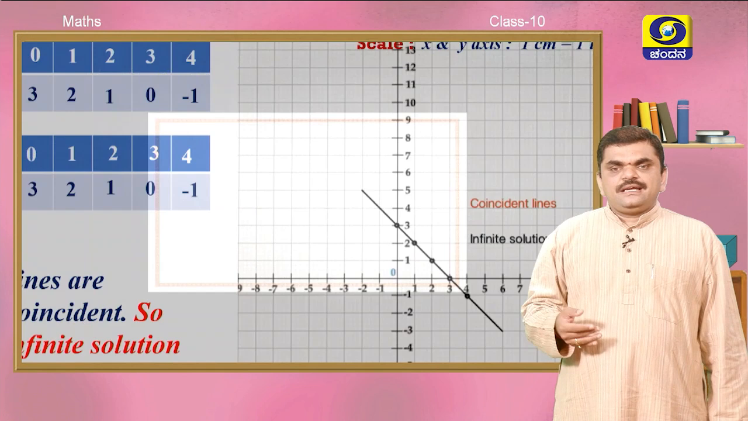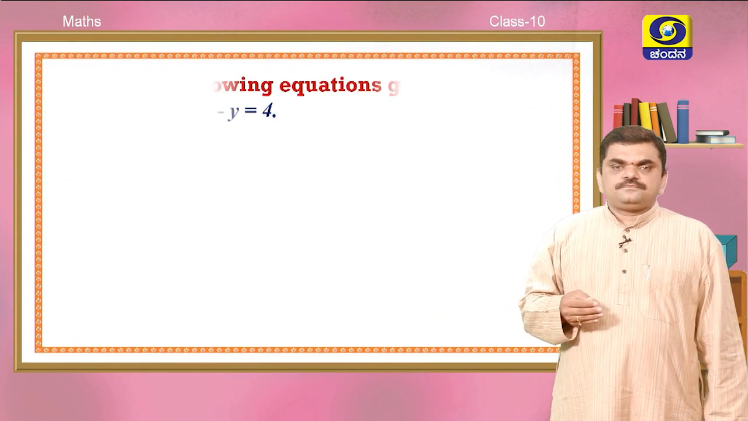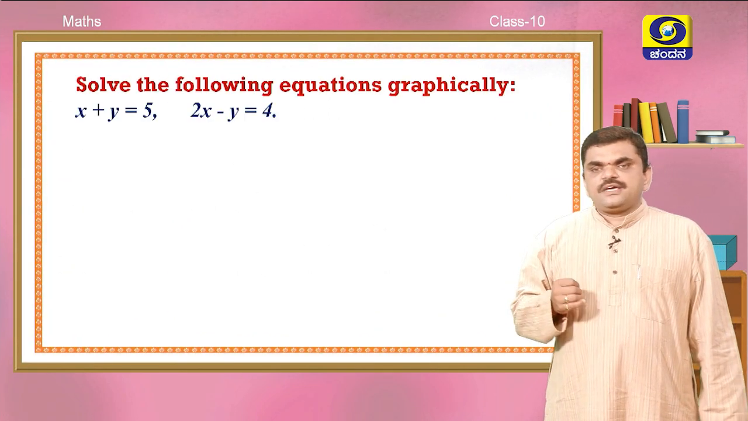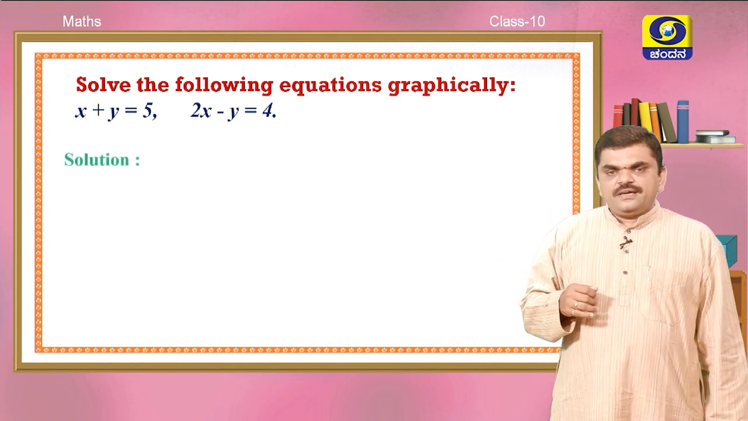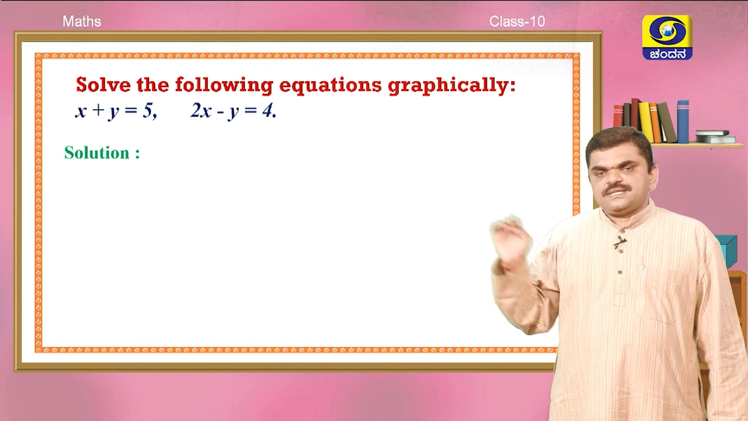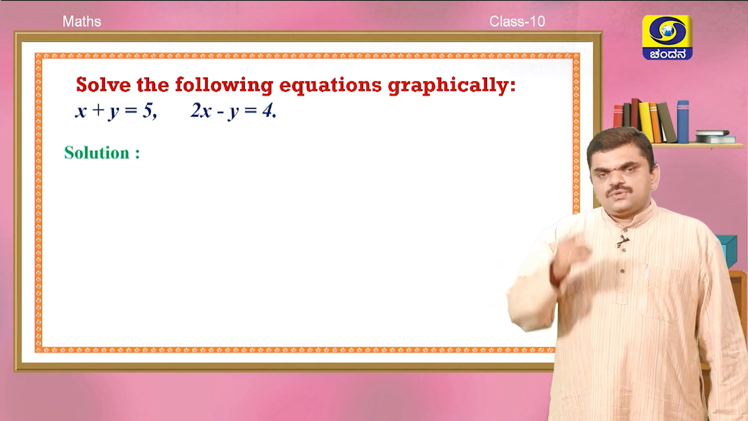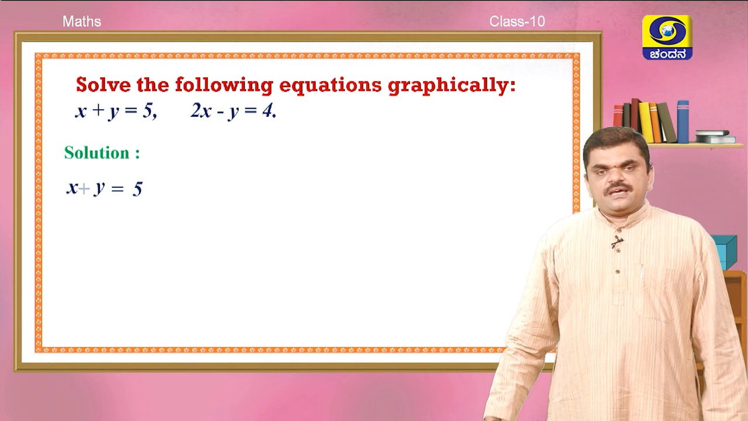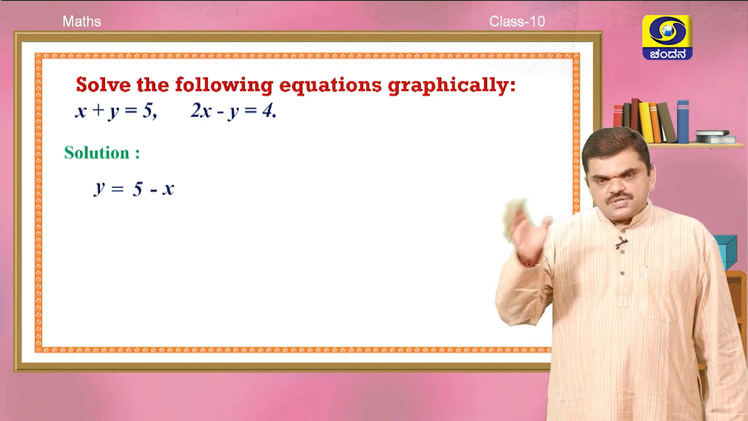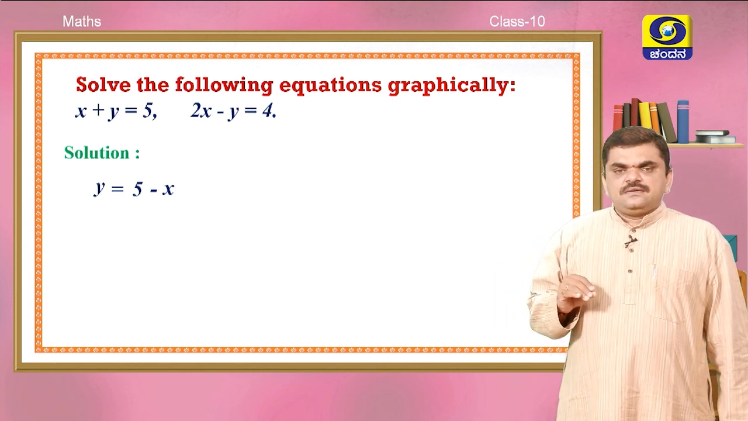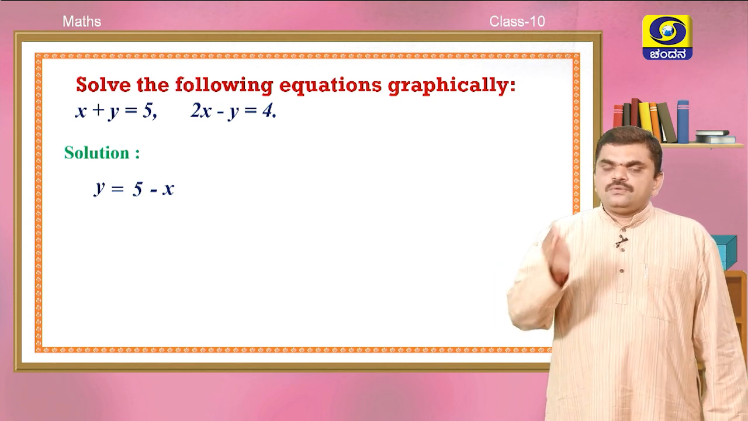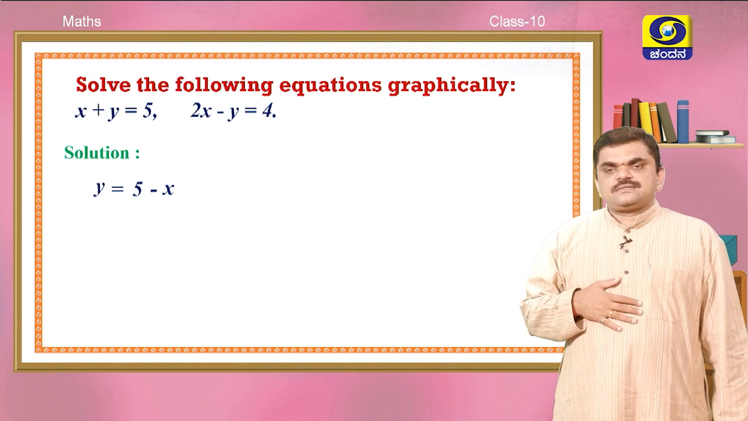Children, next, let us take one more example. Solve the following equations graphically. x plus y is equal to 5, 2x minus y is equal to 4. So, write the terms of x in terms of y, that is y is equal to 5 minus x. Nice. Now, give the values for x.